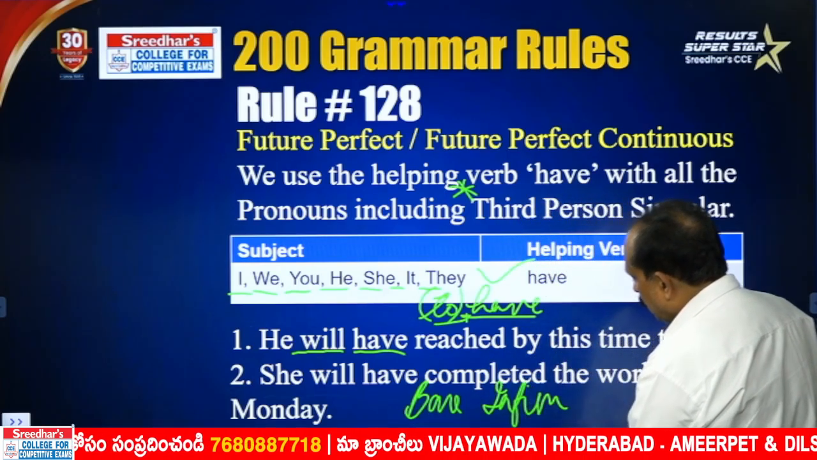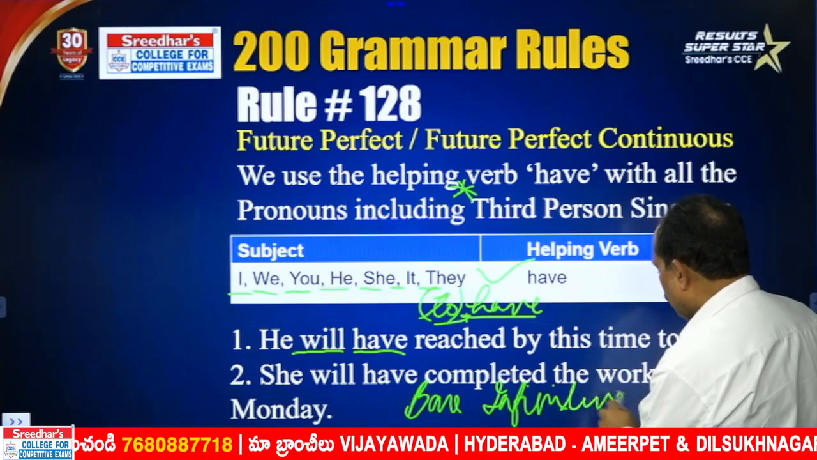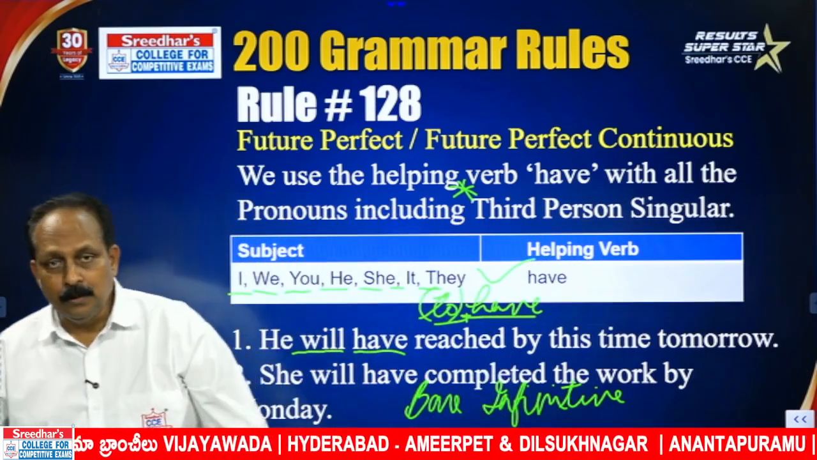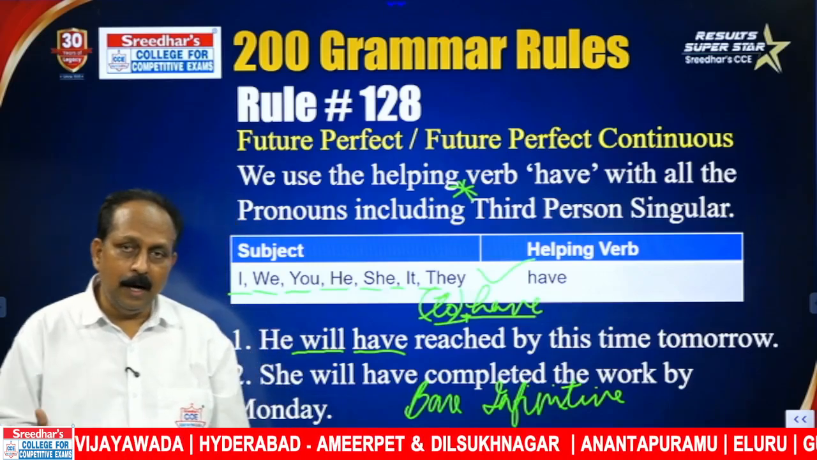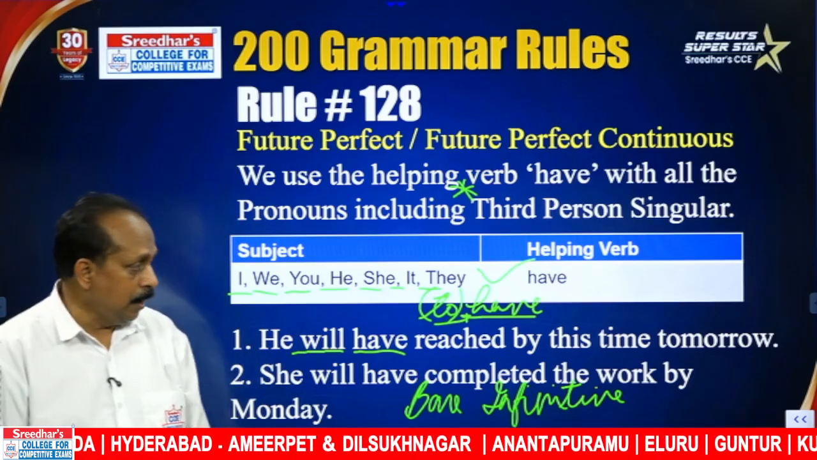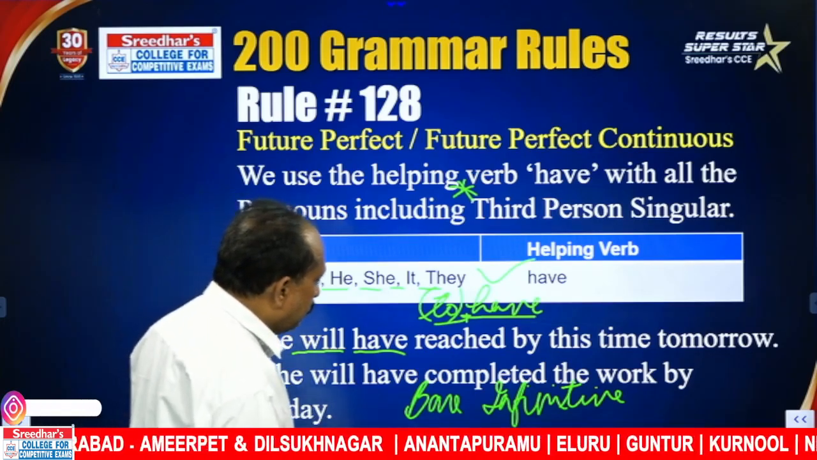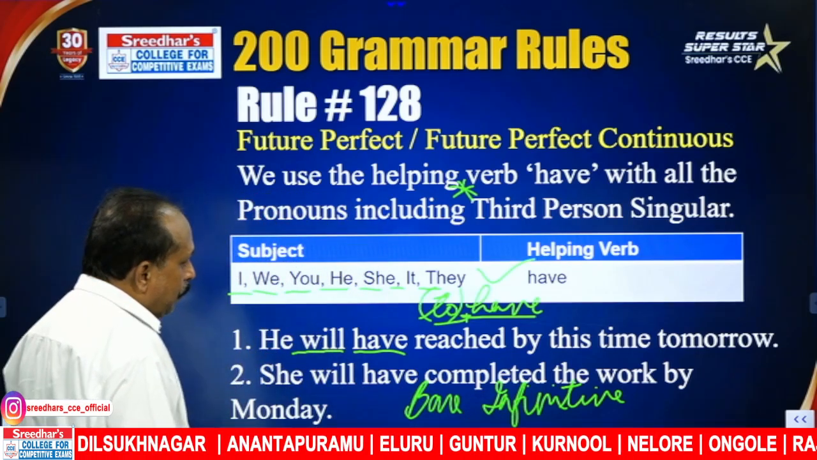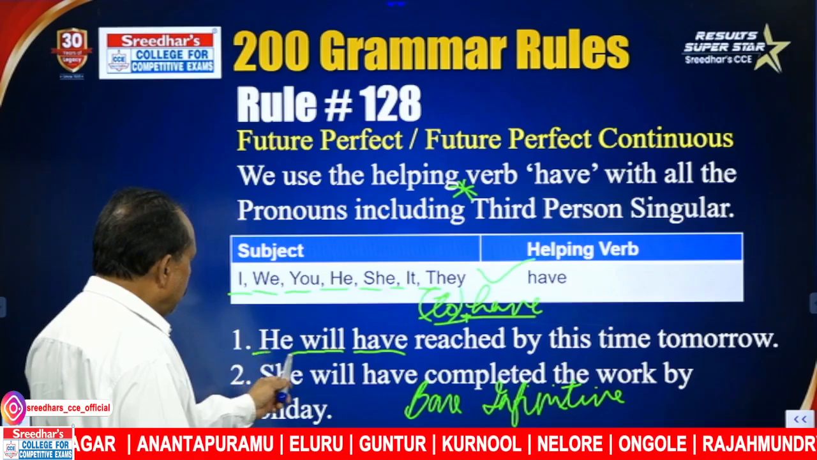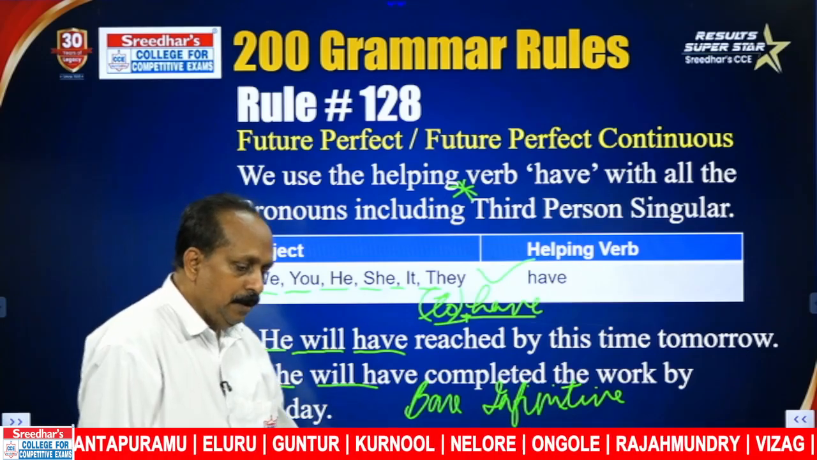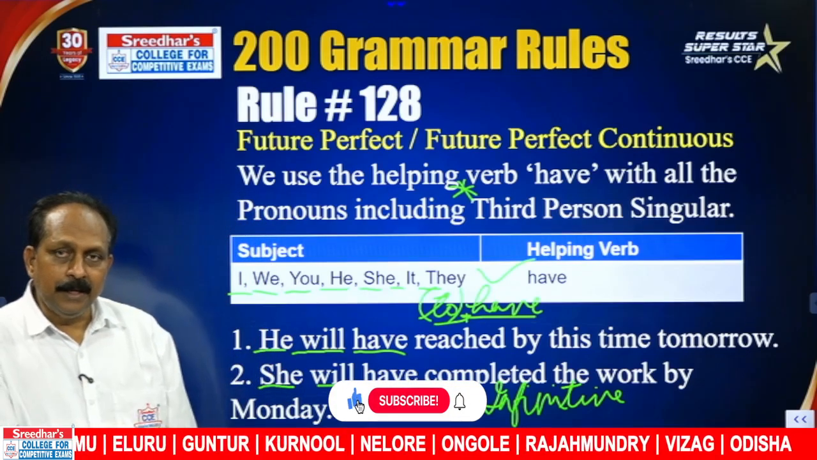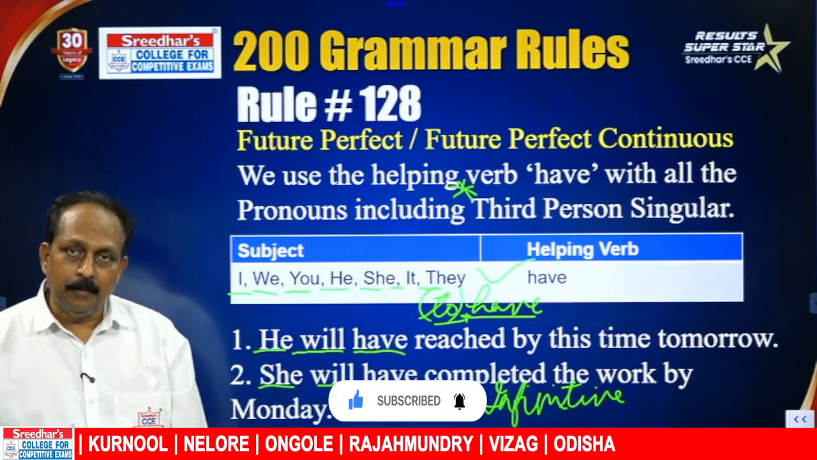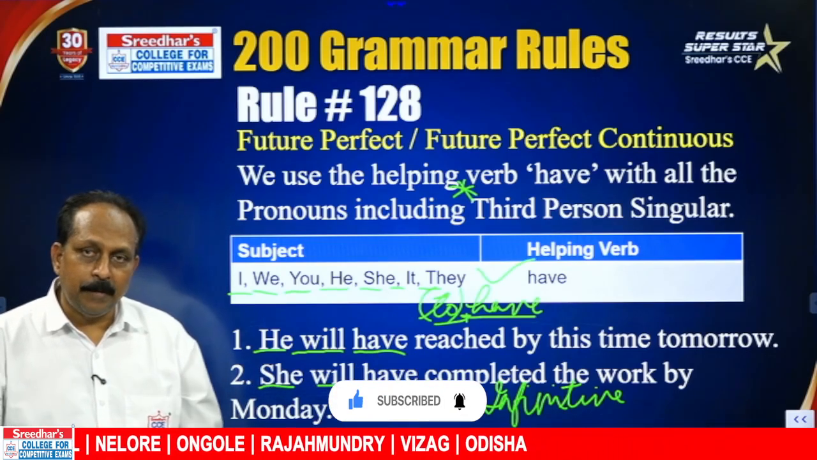Because of that, we should use, what is it? Bare infinitive. Because of that, we have to use have. He will have, she will have, I will have. Please be careful, bare infinitive. She will have completed the work by Monday. Usually what students think, subject is he, subject is she, we should use has. That rule is not applicable here because here another rule comes into picture.